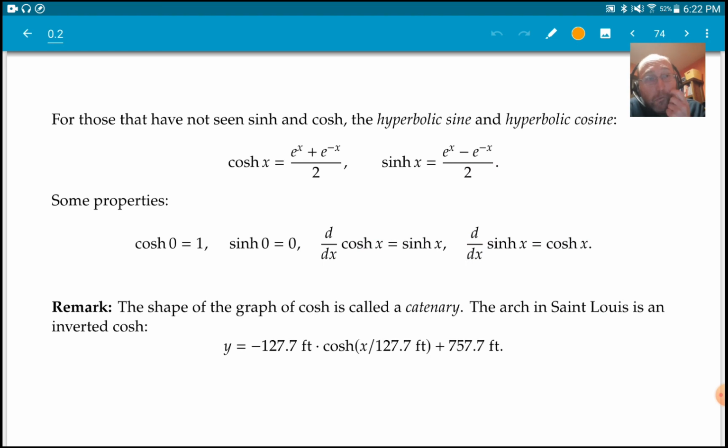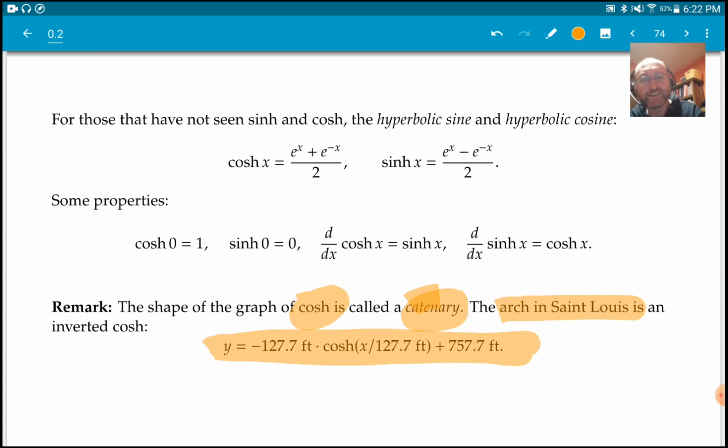Now, the shape of the graph of cosh is an interesting thing. It's called a catenary. If you have a hanging chain, that's the shape it will take. It's also the best shape for a freestanding arch. So the arch in St. Louis is actually an inverted cosh, and somewhere inside there's this formula. This is the graph of the arch, so this precisely gives you the arch.